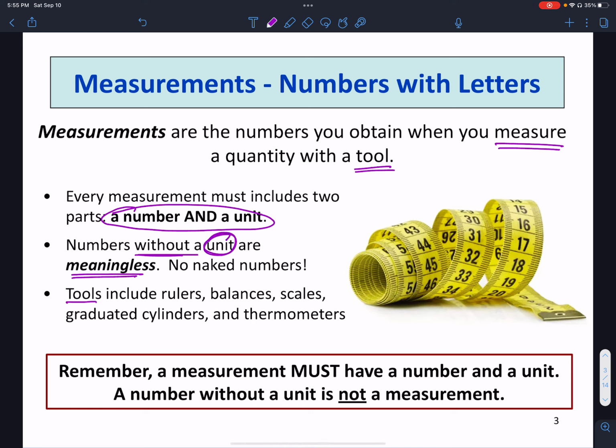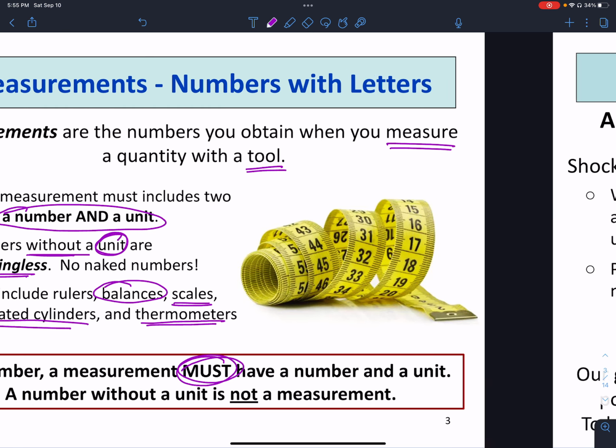The tools are some that we're used to. We've seen rulers. You guys have probably seen a scale and a thermometer. There's some other ones that we're going to use this year. We did use a balance last week in class, so that's an option. And then we are going to be using some graduated cylinders in this unit. Those are all tools that allow us to measure something about our substance. The key here is remember, a measurement must have a number and a unit. A number without a unit is not a measurement.